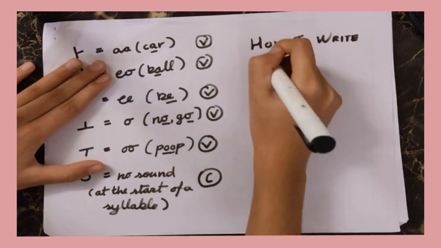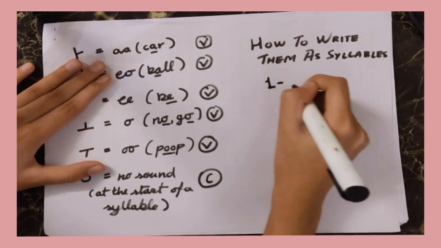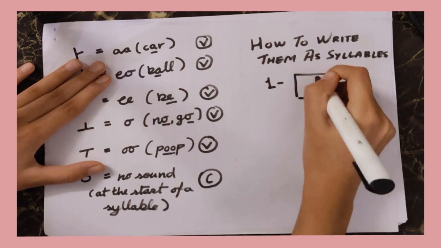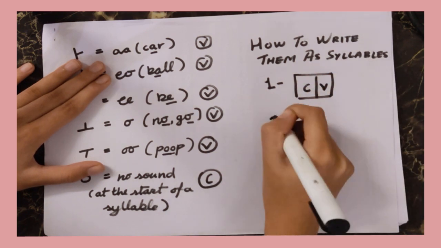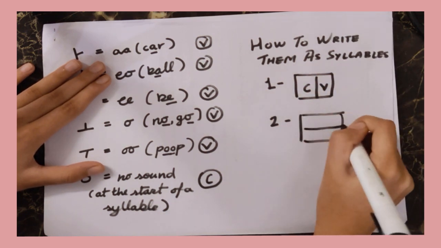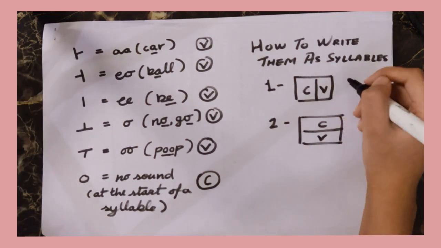There are 2 ways to write a syllable. First, the consonant at the left part and the vowel at the right. Second, the consonant at the top and the vowel at the bottom.